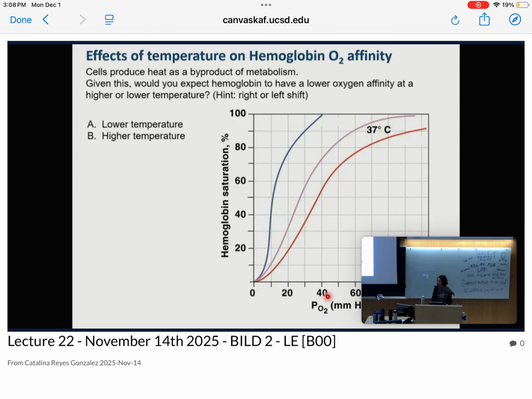So that's already helping me unload, that I have low partial pressure of oxygen at the level of the tissues. The other thing that is going to help me unload is that I am producing CO2. Those cells are producing CO2, so CO2 is going to be higher. That's going to cause a right shift.